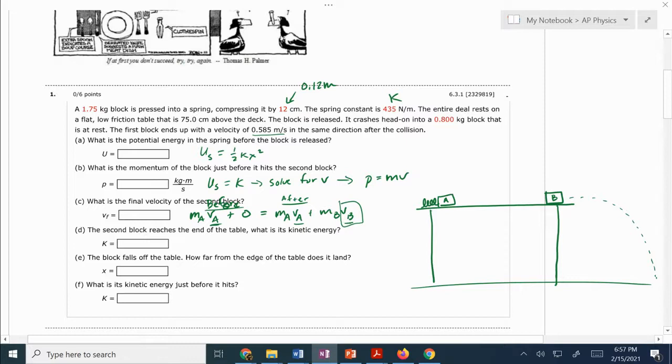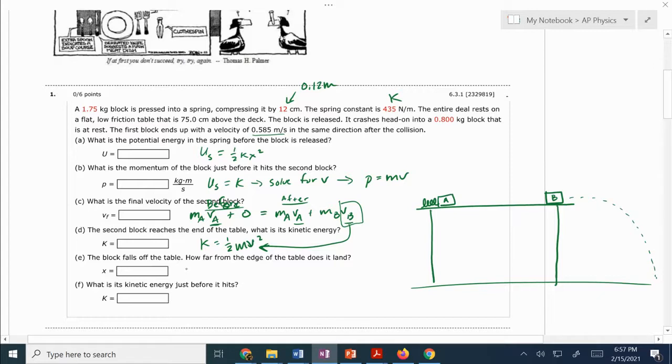The second block reaches the end of the table. What is its kinetic energy? Kinetic energy is just 1/2 mv squared, and you just calculated the velocity in the last one, in part C. Then it falls off the table. How far does it land?